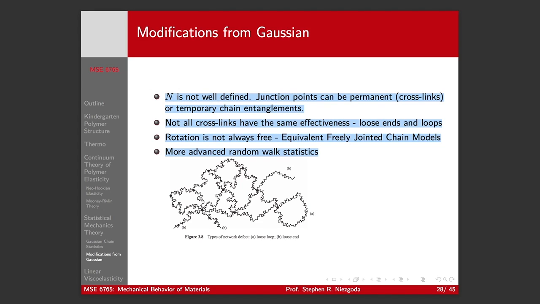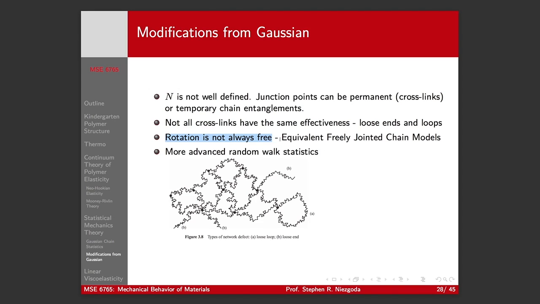Now, the number of chains in our system, right, the number of cross-links, this is not very well defined, right? Junction points can be permanent cross-links or temporary chain entanglements, right? And not all cross-links in our system have the same effectiveness. We have loose ends and loops, right? Obviously, how do we describe the distance between cross-links of a loop or a free chain? And we assumed free rotation of our chains, which we know is a big assumption.